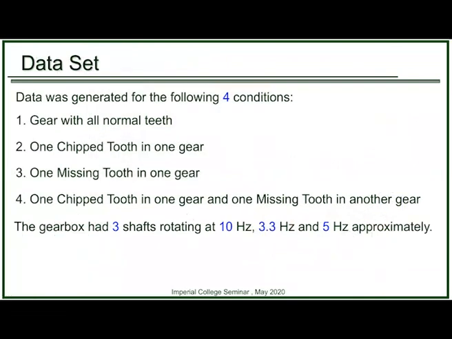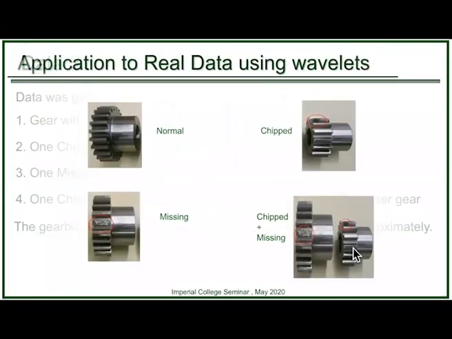Data was generated for the following four conditions: gear with normal teeth, gear with a chipped tooth, with a missing tooth, and then a combination of a chipped tooth in one gear and a missing tooth in another gear. And the gears were mounted on different shafts, each one rotating at different speeds. So here is the picture of those gears. This one has a chipped tooth, this has a missing tooth, and this a combination of a chipped and missing tooth.